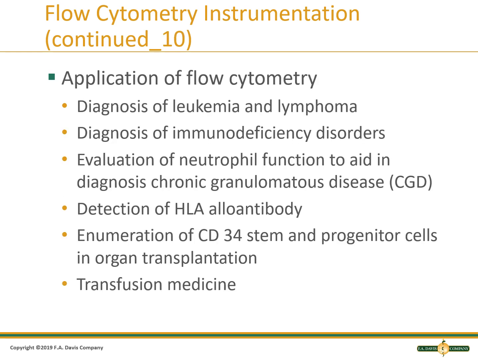When it comes to flow cytometry instrumentation, it can be used in the diagnosis of leukemia and lymphoma, of immunodeficiency disorders, to evaluate the neutrophil function to aid in the diagnosis of CGD, and the detection of HLA alloantibody. It can enumerate the CD34 stem and progenitor cells in organ transplantation, and it also can be used in transfusion medicine.